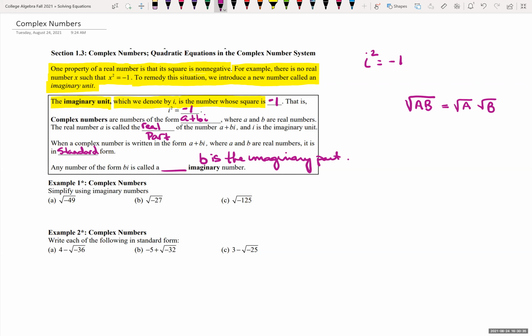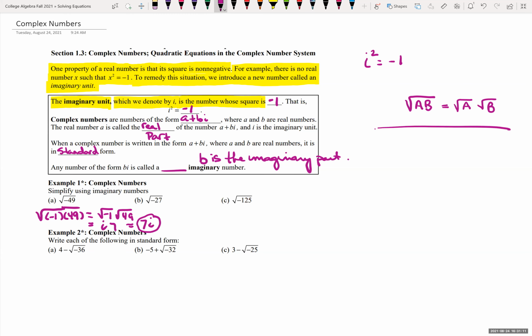I could rewrite this as the square root of -1 times the square root of 49. We know that the square root of -1 is i, and the square root of 49 is 7. Normally you see this with the imaginary part written second, so 7i. Just want some more room. And so I'm just going to do it over here.